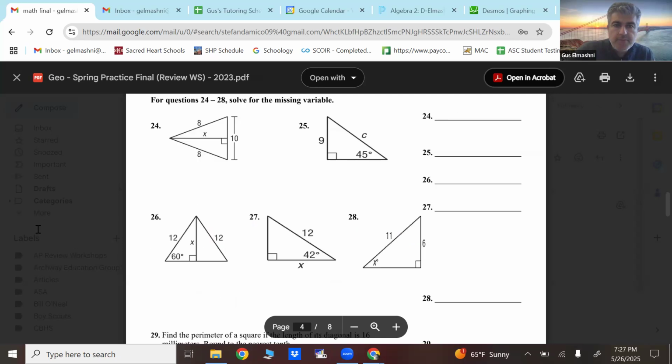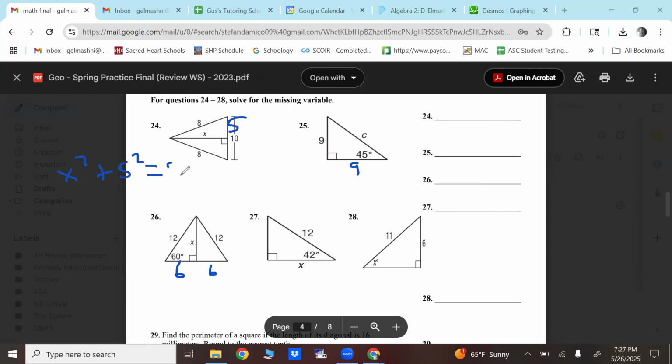That's just again more Pythagorean theorem stuff. It's 9, just 6 and 6. So you're going to be using a lot of Pythagorean theorem stuff. So like 24 is x squared plus 5 squared equals 8 squared. C would be 9 root 2.